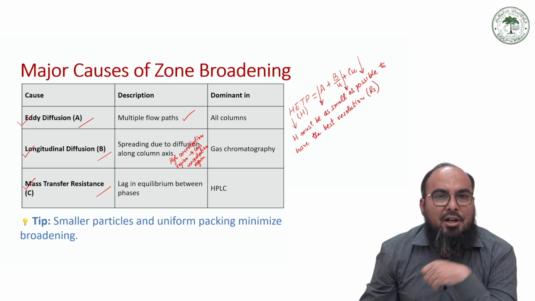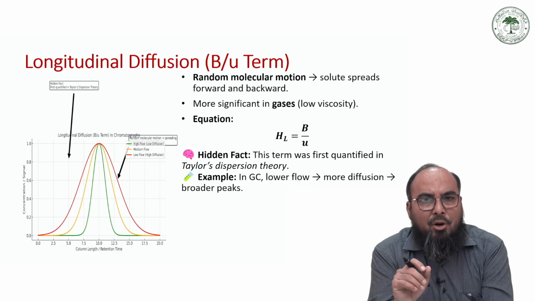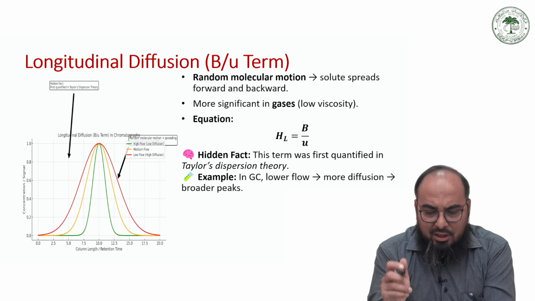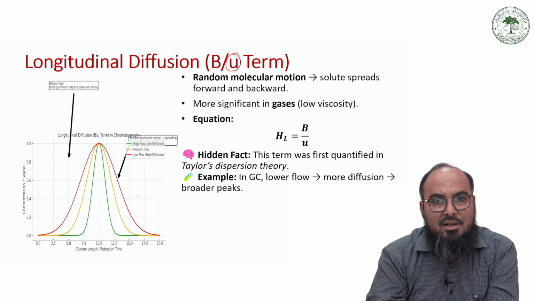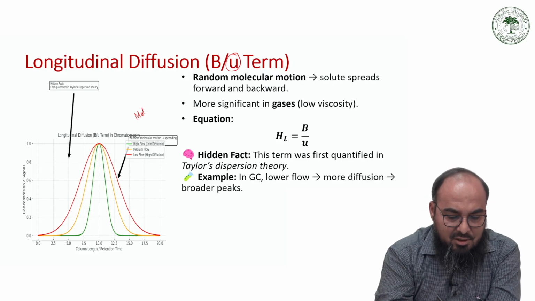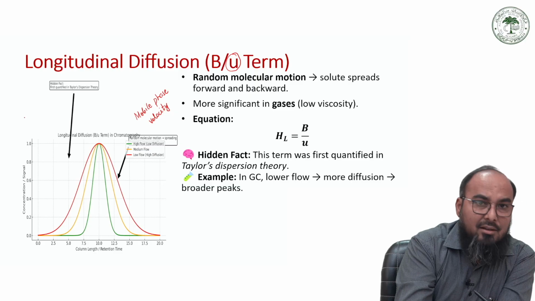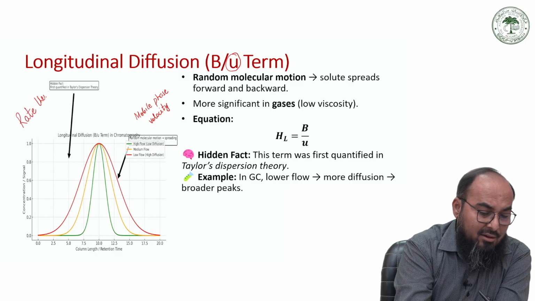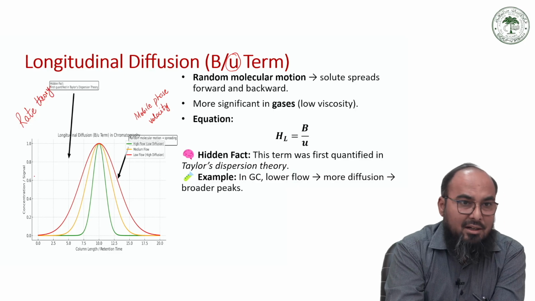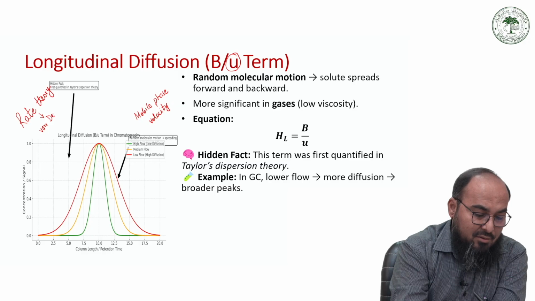Let us first take the longitudinal diffusion. This longitudinal diffusion is represented by the term B upon U, where U is the mobile phase velocity. Now actually we are discussing what comes under the rate theory. That is, the rate theory is defined by the Van Deemter equation.